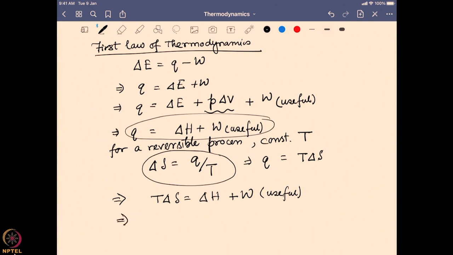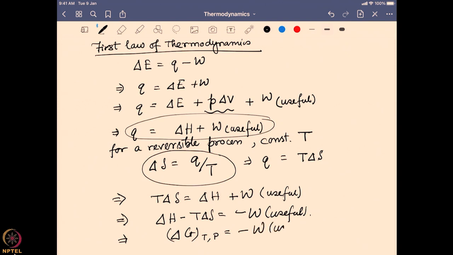or we can write delta H minus T delta S is equal to minus W useful. We are just multiplying with minus 1 on both sides. So over there we can say this is nothing but delta G at a constant temperature and pressure, it is nothing but minus W useful. Or taking the negative side on this side, negative delta G at constant T and P is going to give me the idea about how much useful work I can do for a particular system.